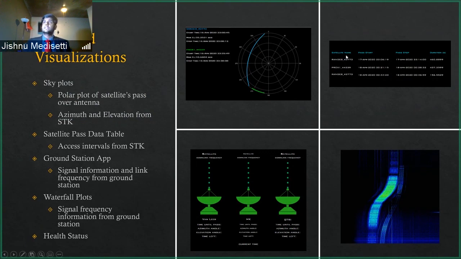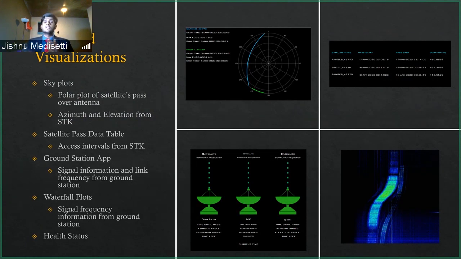We also have this data table here, which shows the next 3 expected passes for the satellite overhead. So we'll know what satellite's going to pass and the time interval of when it's going to occur. After that, we have our ground station app over here. And our ground station app shows each of our antennas and when their next expected pass is going to occur overhead.